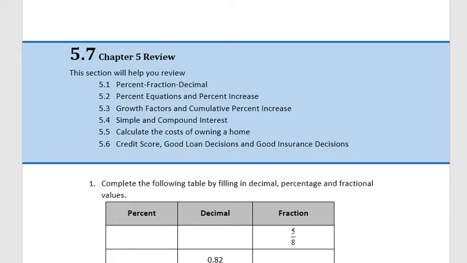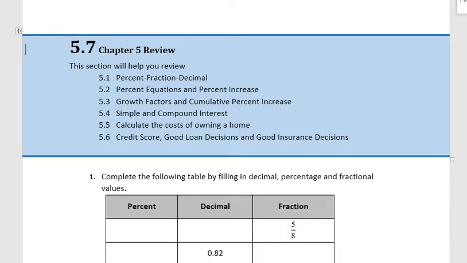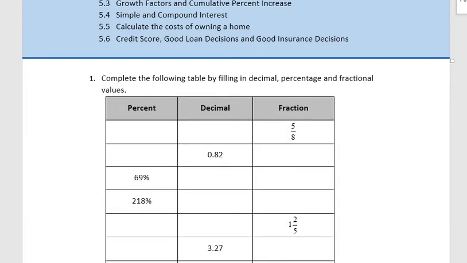Alright, in this video we're going to take a look at 5.7, the Chapter 5 review, and we're going to work on and look at a couple of different problem types that occur here. So if you're having trouble with this review, I'll go through and do all kinds of the different problems. I'll give you an example of each of these.